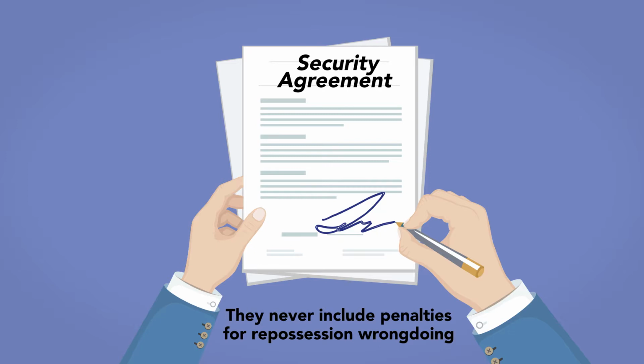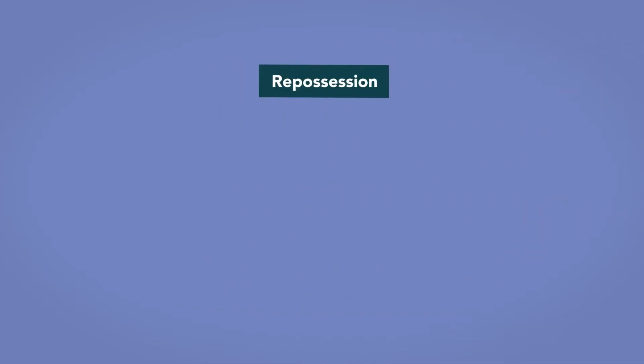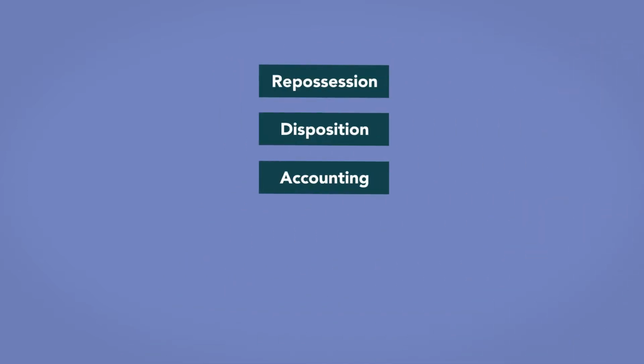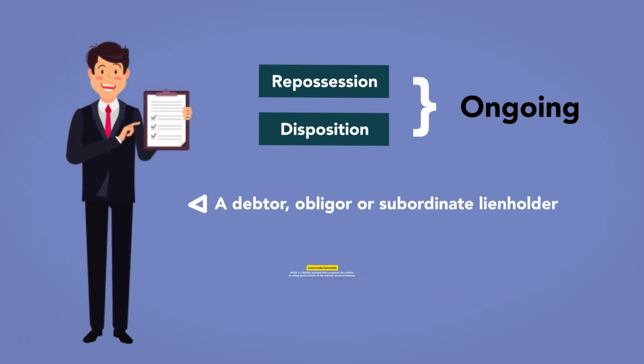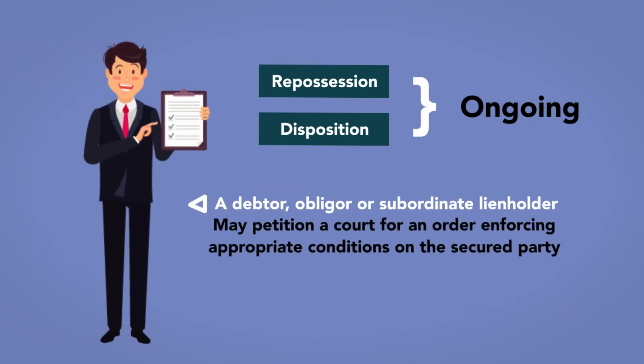In general, the applicable standard for conducting a repossession, disposition, and accounting is commercially reasonable, which is a flexible standard that recognizes the realities of selling goods outside of the ordinary course of business. While the repossession and disposition is ongoing, a debtor, obligor, or subordinate lien holder may petition a court for an order enforcing appropriate conditions on the secured party.